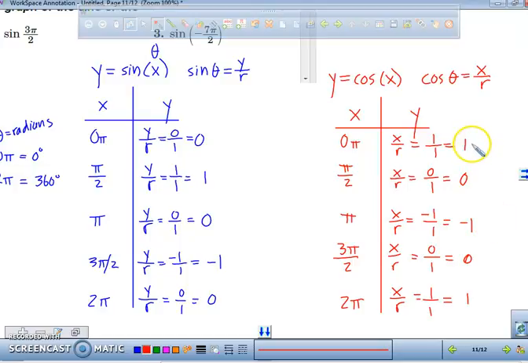So at cosine, we don't start at 0. Where does our y value start at cosine? At 1. Then it goes down to 0, then negative 1, 0, then 1. All right, so let's go to our graphing calculator.